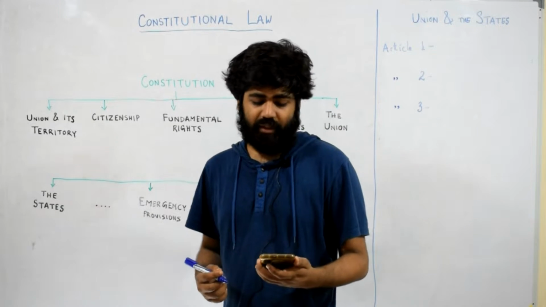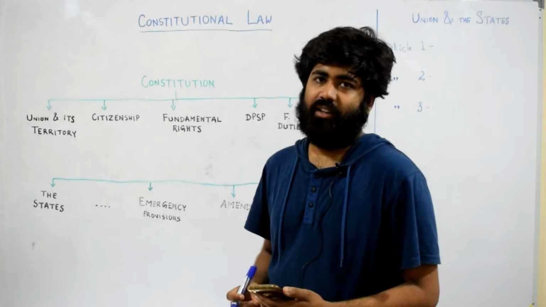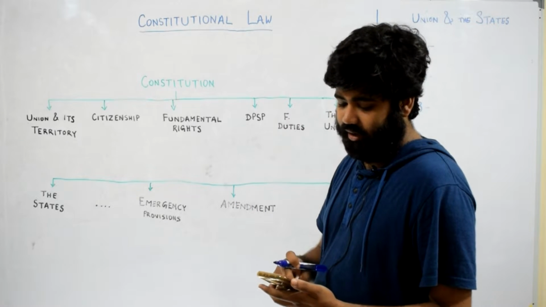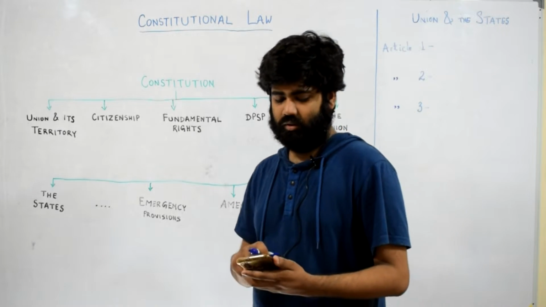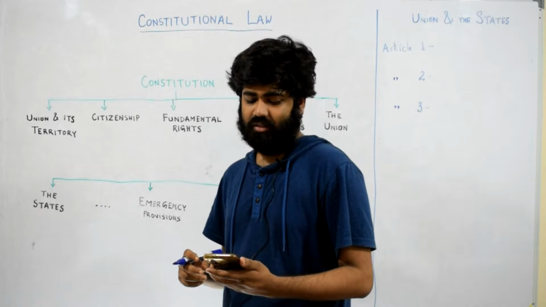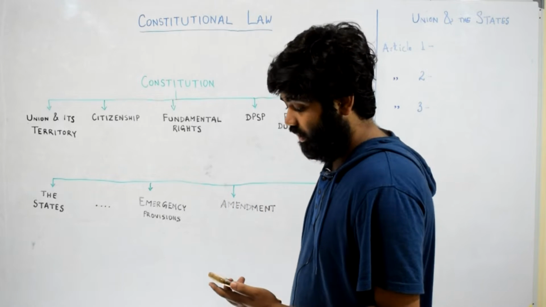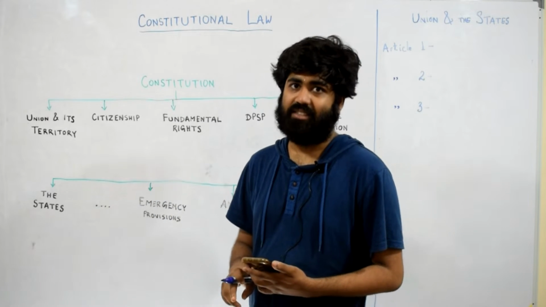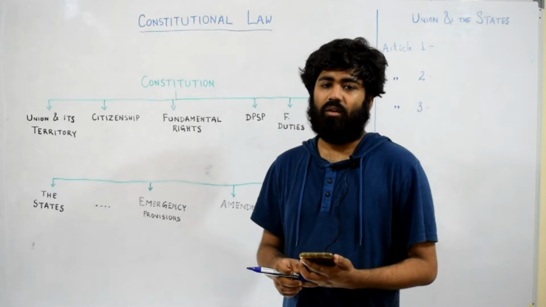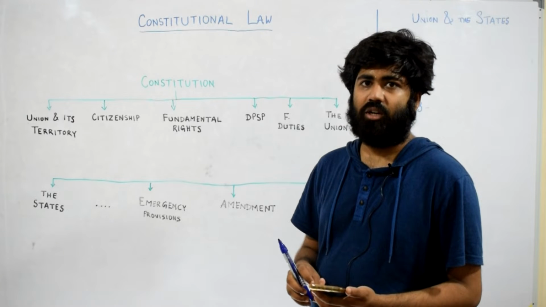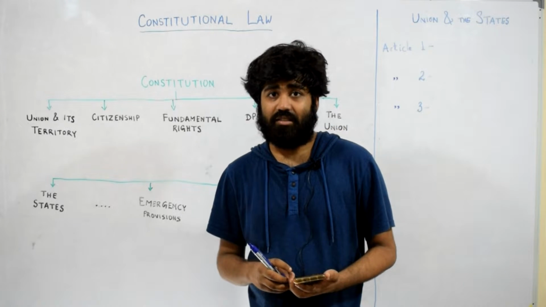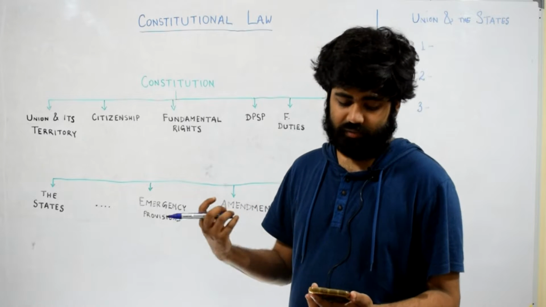So the next topic is the union and its territory. This is part 1 of the constitution, which is article 1 to article 4. What is relevant for us is this. Article 1 says India, that is Bharat, shall be a union of states. So, for the purpose of the constitution and governance, the territory of India is defined as a union of states.